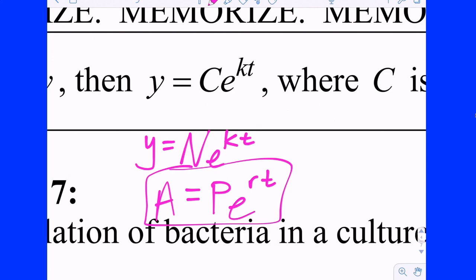It's all the same equation. They all grow at the same exponential rate. The more you have, the more you get. The less you have, the less you lose, okay?